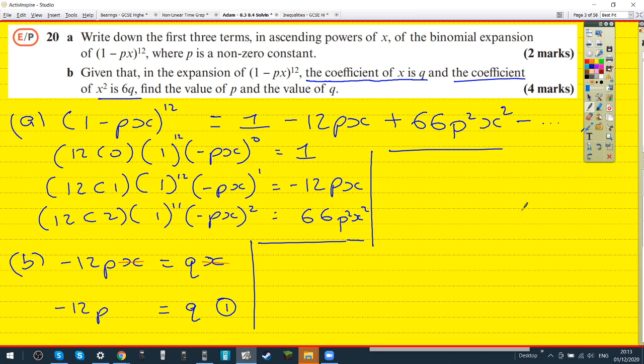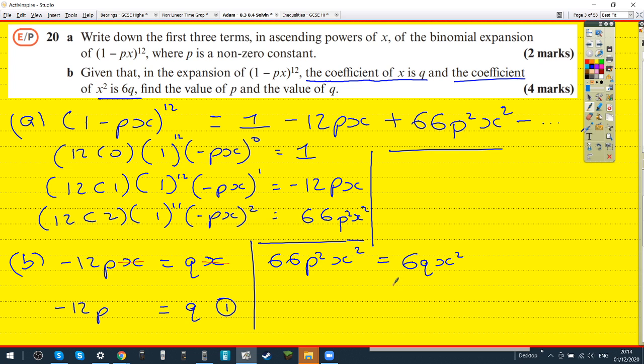But how would you make them x squared? What is our x squared? 66p squared x squared. What is their x squared? 6q. Yeah, 6q x squared. And so we know that the x term is qx, so minus 12px equals qx. We know the x squared term is 66p squared x squared, and they told us that the coefficient of x squared is 6q. Those are equal.